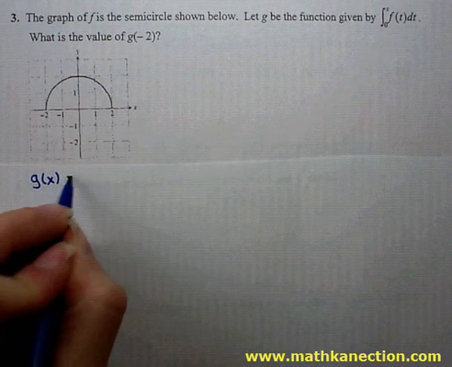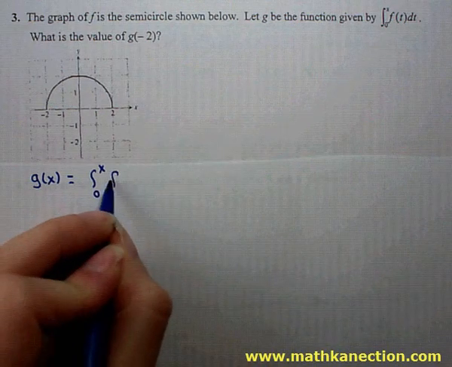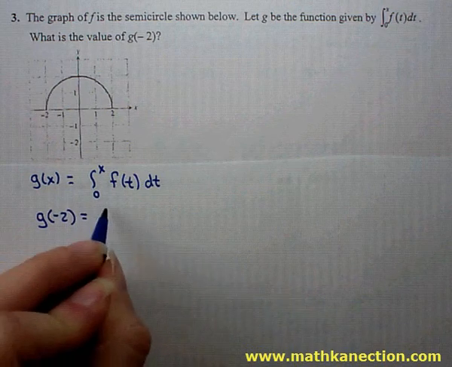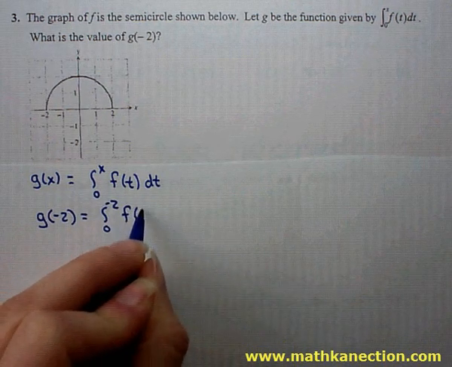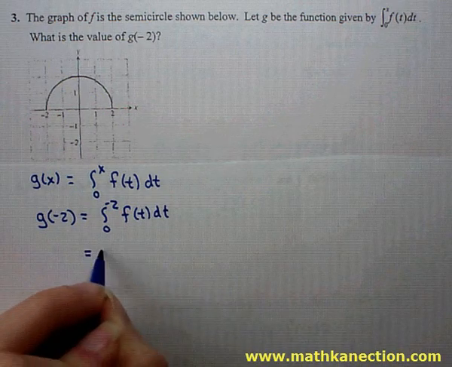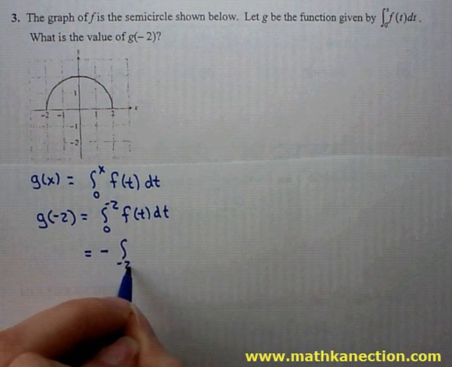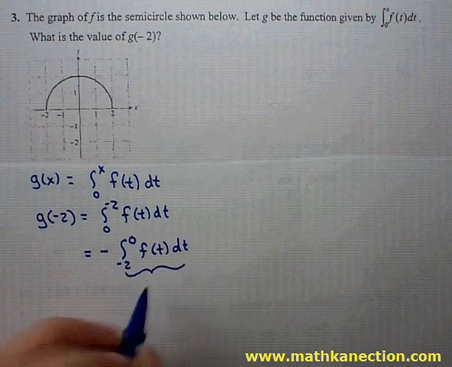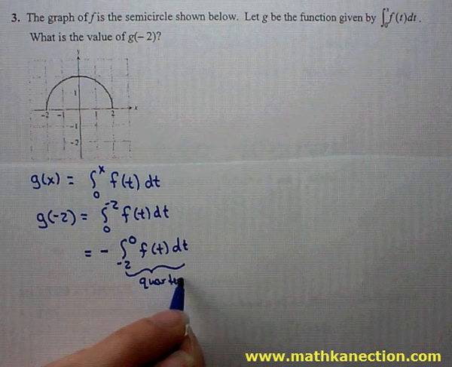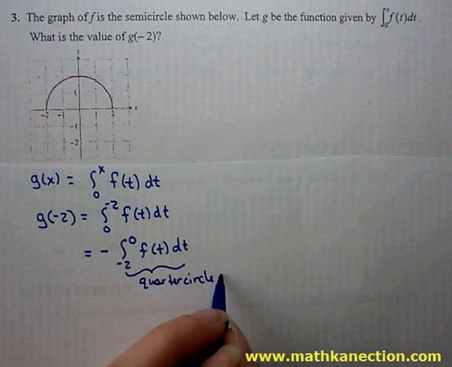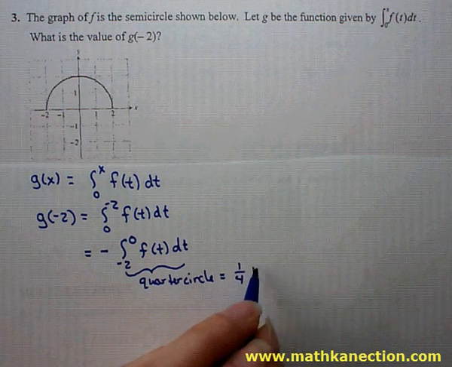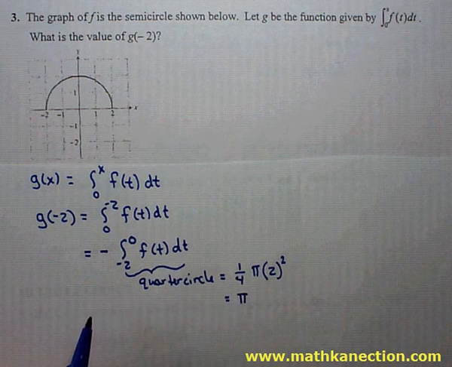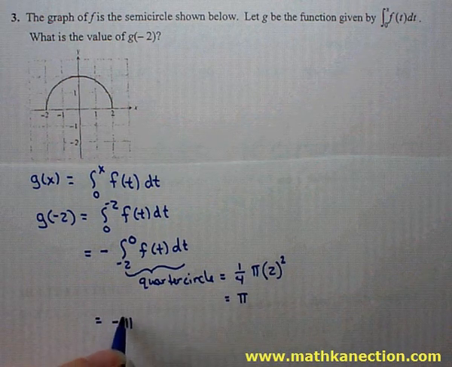So using the semicircle, we're looking at the function g of x, the integral from 0 to x of f of t dt. We need to figure out g of negative 2, so we're placing negative 2 in for x, looking at the integral from 0 to negative 2 of f of t dt. So that's saying the opposite of the integral from negative 2 to 0 of f of t dt, if we want to go forward in our graph. So the integral from negative 2 to 0 makes up a quarter of a circle, which is 1/4 pi r squared, which in the drawing, the radius is equal to 2. So that just makes pi. Since we're going backwards, that's going to be a negative pi.